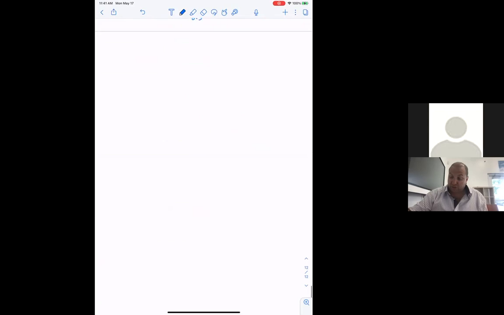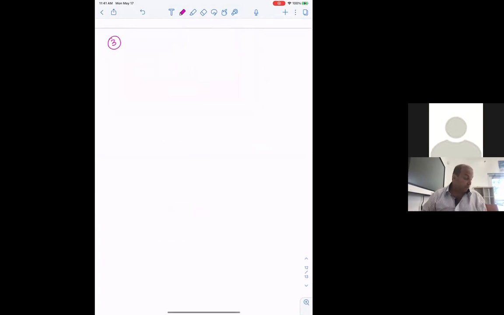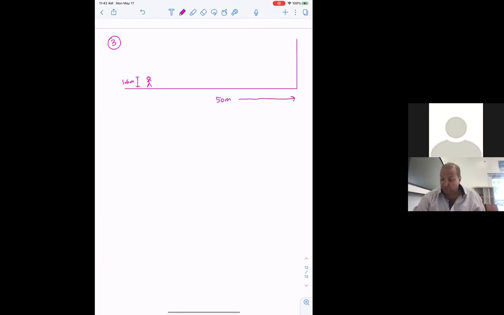And finally, the last question in the section. Question 3. It says a hiker whose eye is 1.6 meters above the ground. Okay, so here's the ground. And here is our hiker whose eye is 1.6 meters above the ground, stands 50 meters from the base of a vertical cliff. So here is the vertical cliff, and the hiker stands 50 meters away from the base.